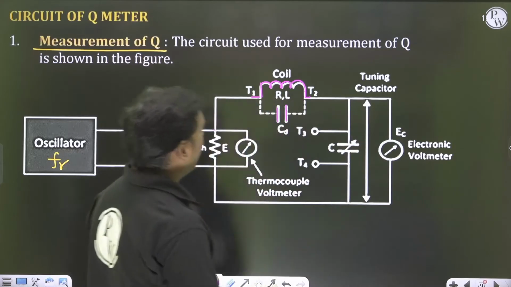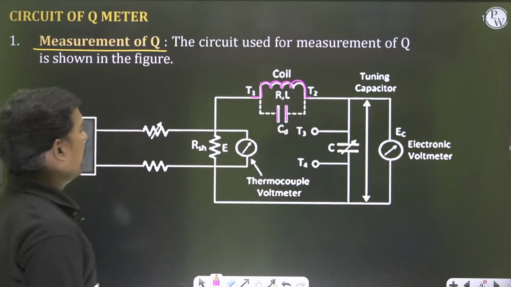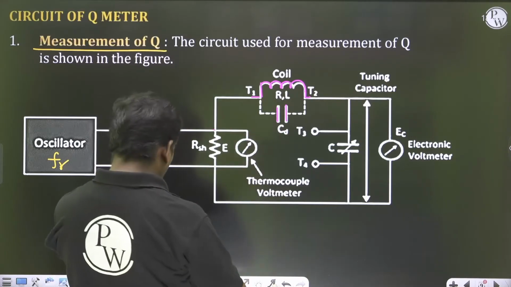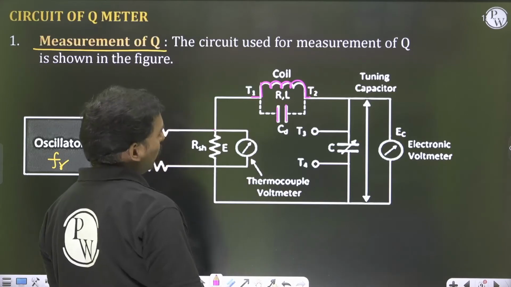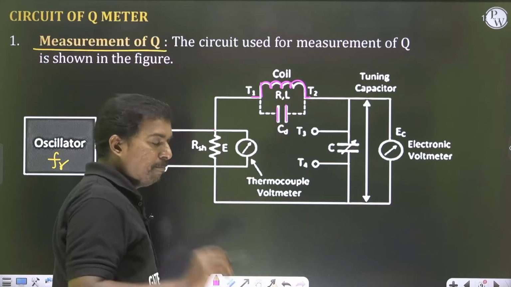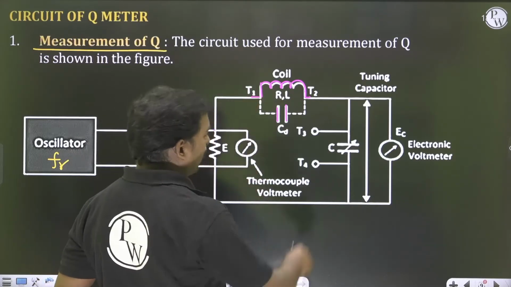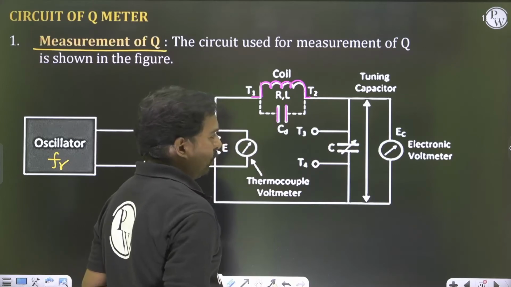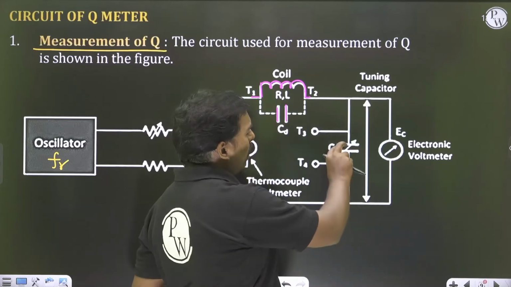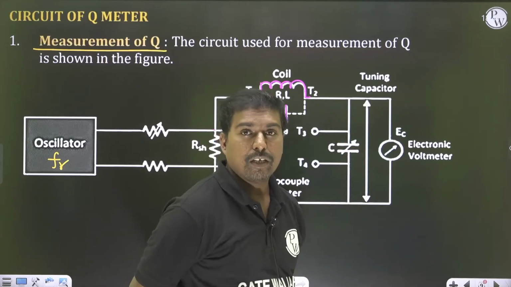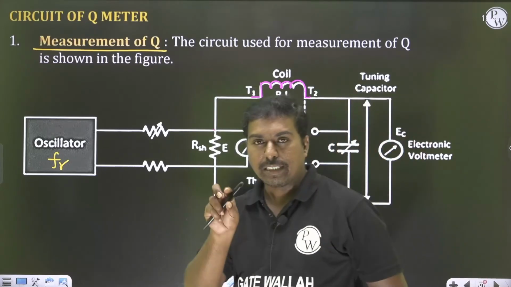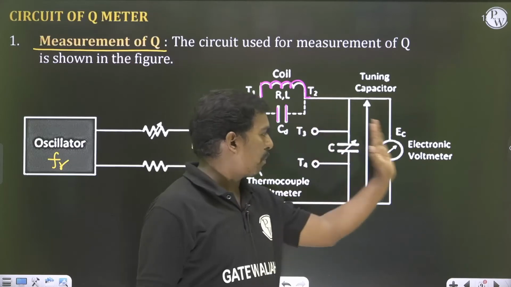We are using the electronic voltmeter, and this is our coil. Across the coil we have kept a distributed capacitance. Now when the current travels here, we are going to get the supply voltage. First of all, I will fix the resonant frequency at a particular point. I will go on adjusting this capacitance in such a way that the voltage across this capacitor is maximum.